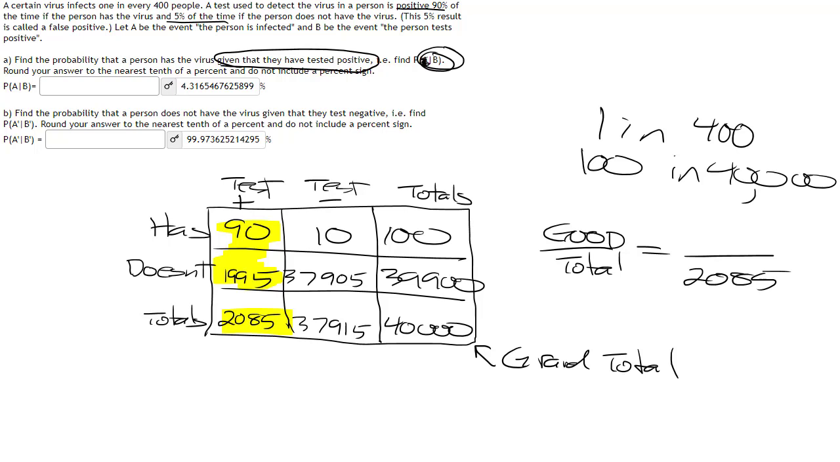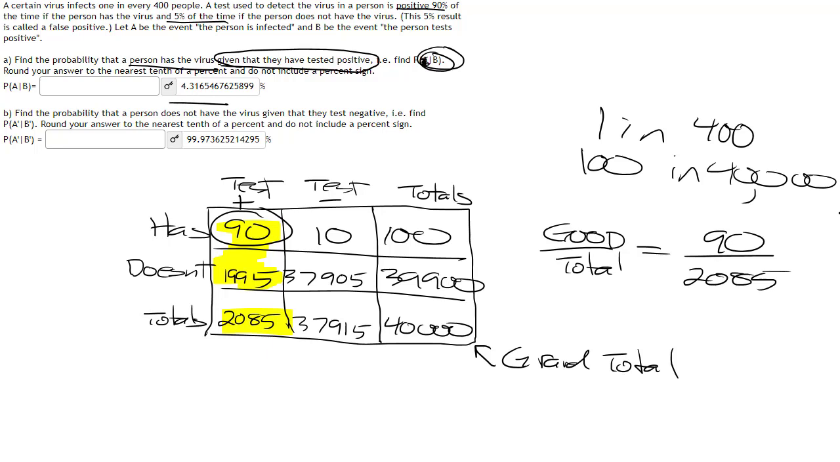And then within that new subset, within that new group, instead of looking at everybody, we're only looking at the people who tested positive. So within that subset, how many of them satisfy the A condition of being a person who actually has the virus? Well, that's the 90 here. So we do 90 over 2,085, stick that in our calculator, get a decimal, convert it to a percentage by multiplying by 100, and that's how we get 4.31, and so on.